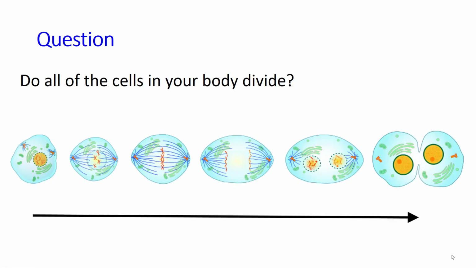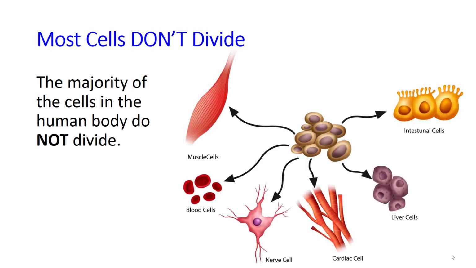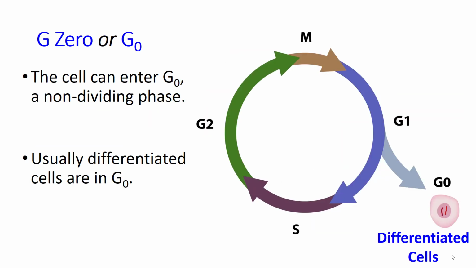Hi, let's discuss how cells become different. Question: do all the cells in your body divide? No, actually most of the cells in your body do not divide. They're in a state called G0.